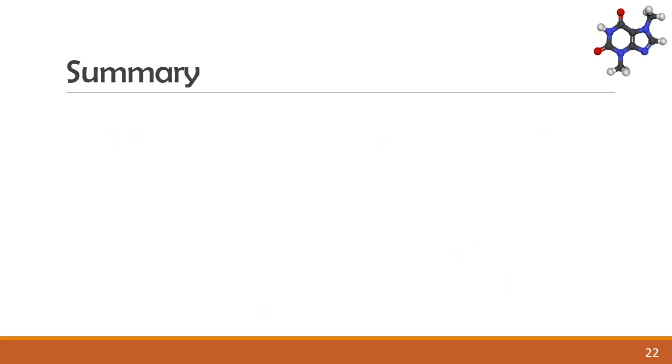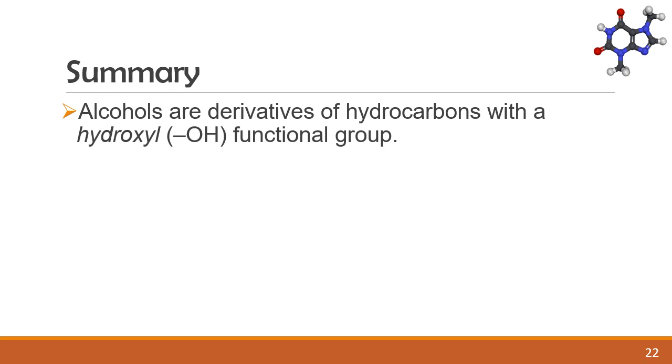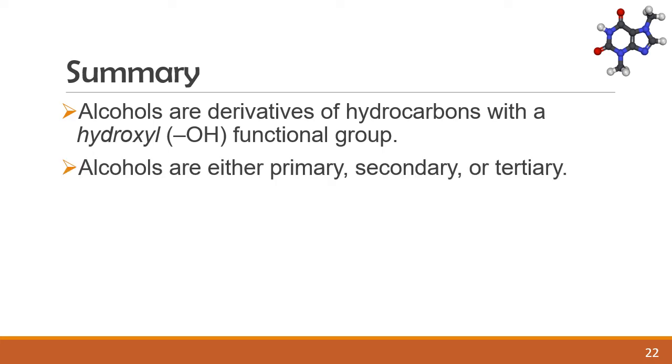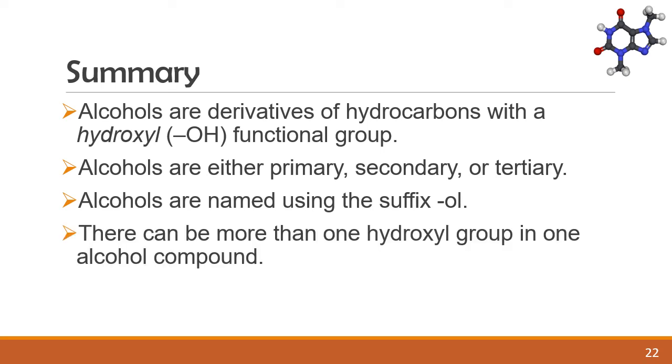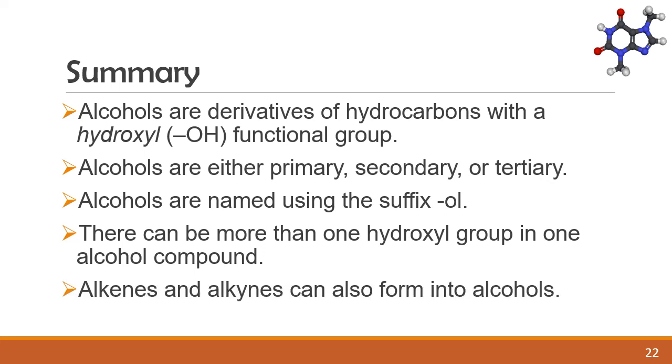That's it for our lecture on alcohols. In this lecture, we learned that alcohols are derivatives of hydrocarbons with a hydroxyl functional group. Alcohols are either primary, secondary, or tertiary. Alcohols are named using the suffix -ol. There can be more than one hydroxyl group in one alcohol compound. And alkenes and alkynes can also form alcohols.